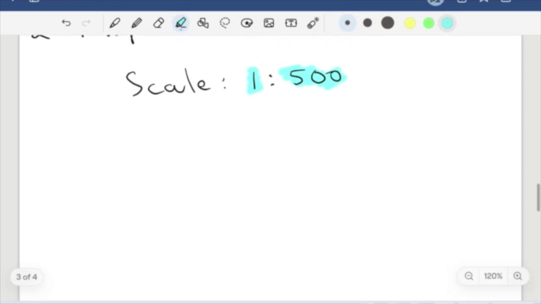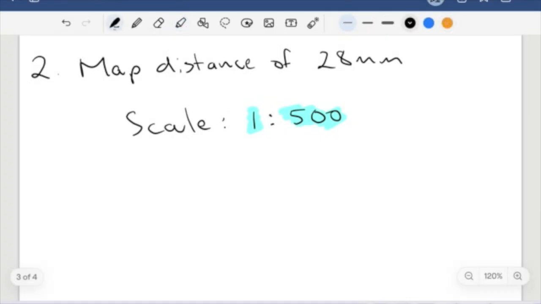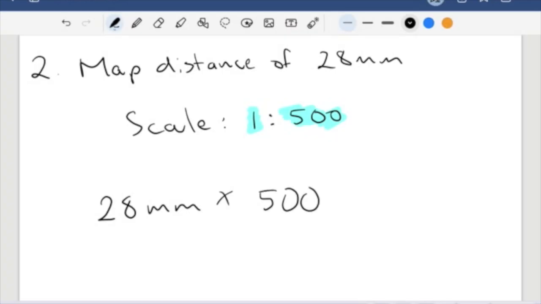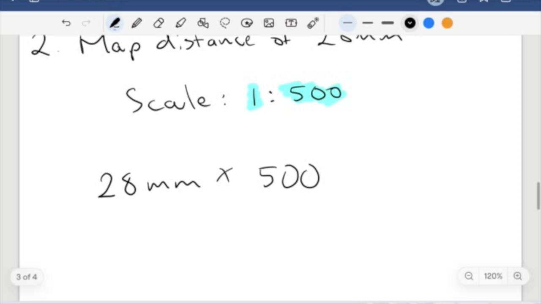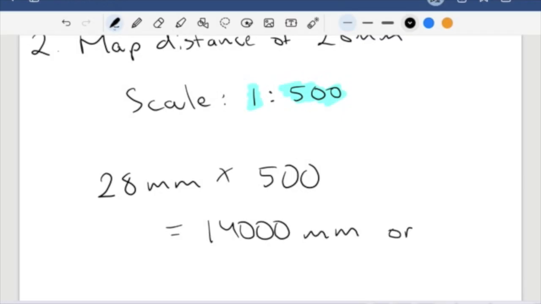So that means that our actual real length is going to be 500 times whatever our measurement is. So we can take 28 millimeters and just times this by 500, because for every 1 millimeter on our map, we're going to get 500 millimeters on our real length. So that's going to give us 14,000 millimeters or 14 meters.